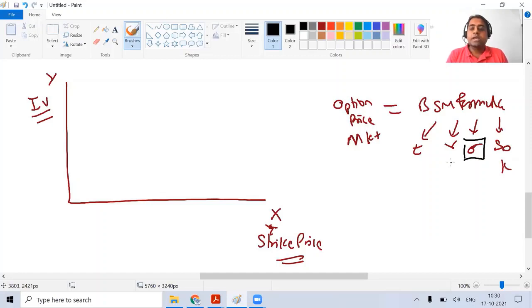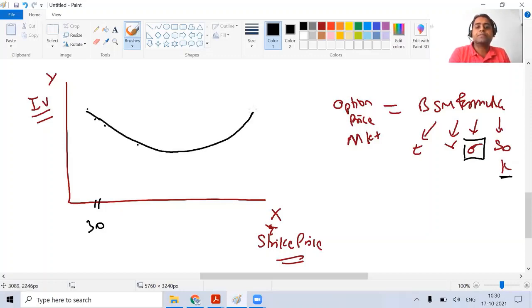Now think about this. I'm finding sigma every time, but I'll keep on changing the strike price. Suppose I put the first strike price as 30, I'll get an implied volatility. I'll put it over here. I'll take the second strike price, 31, 32, 33, 34, and I will keep on getting the implied volatility. Now, generally what we see, and I'm explicitly referring to the foreign currency product, we see something like this.